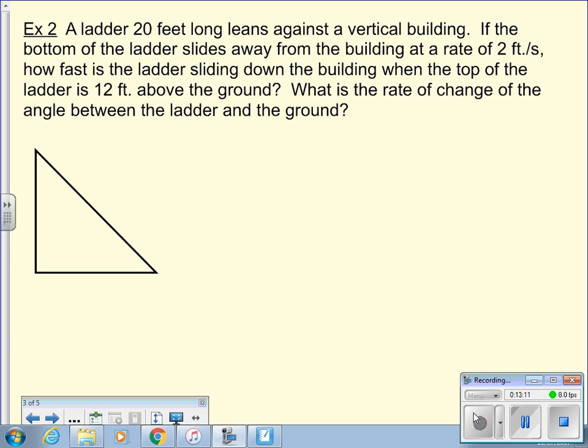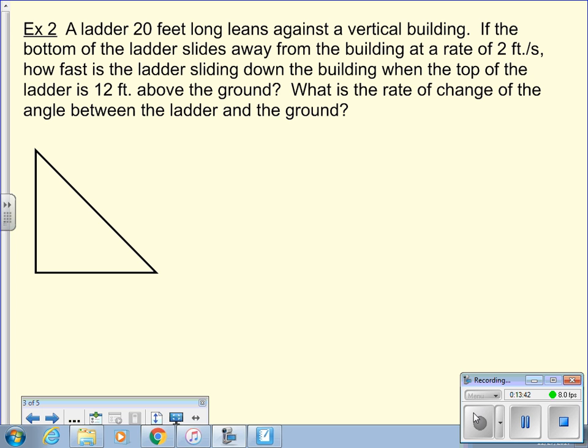Example number 2. A ladder 20 feet long leans against a vertical building. I use plumb. For all those people who know construction, it's plumb, straight up and down. If the bottom of the ladder slides away from the building at a rate of 2 feet per second, how fast is the ladder sliding down the building when the top of the ladder is 12 feet above the ground? What is the rate of change of the angle between the ladder and the ground?